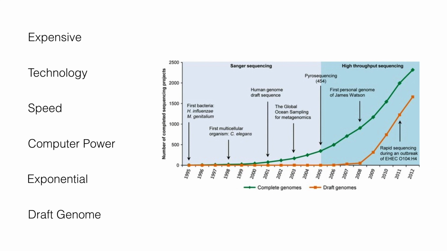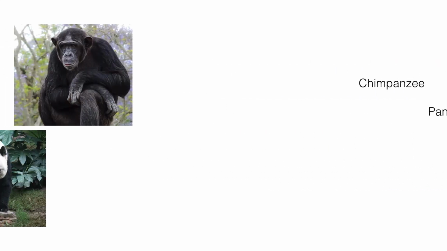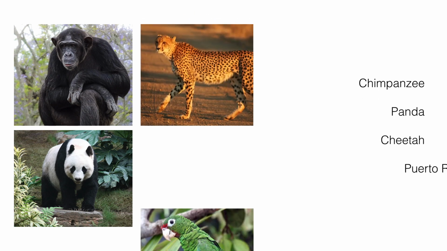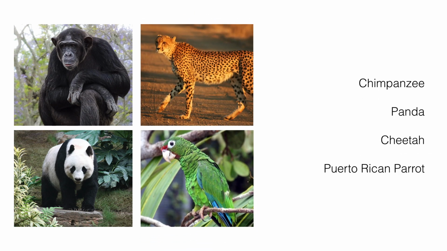The Human Genome Project was very expensive, but since that time, the price of individual genomes has gone down for several reasons. First of all, the technology has steadily improved and the data output of the sequencers has improved at incredible speed. At the same time, computer power has improved as well. There has been an exponential increase in the number of draft genomes of different species, such as chimpanzee, panda, cheetah, and of course the Puerto Rican parrot, which has been the cheapest genome ever made.